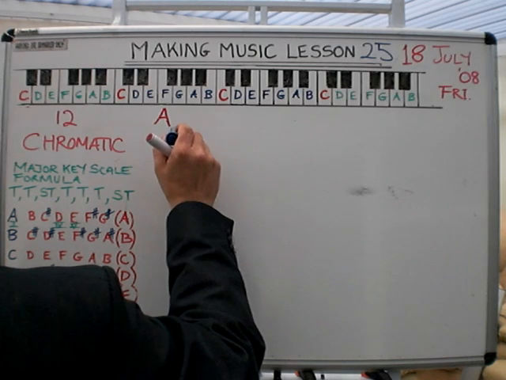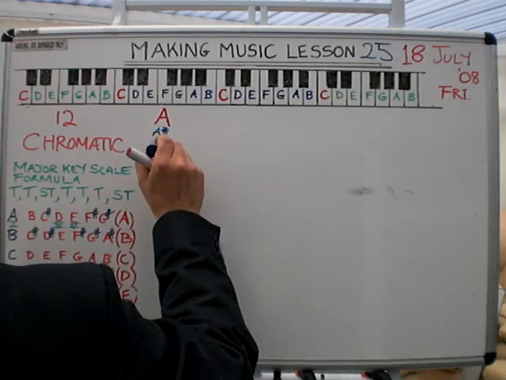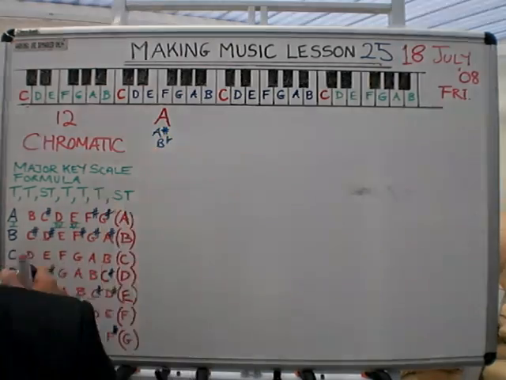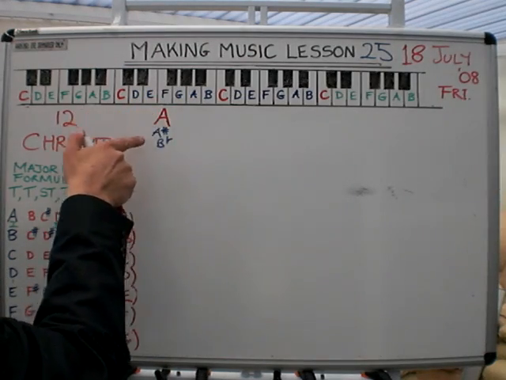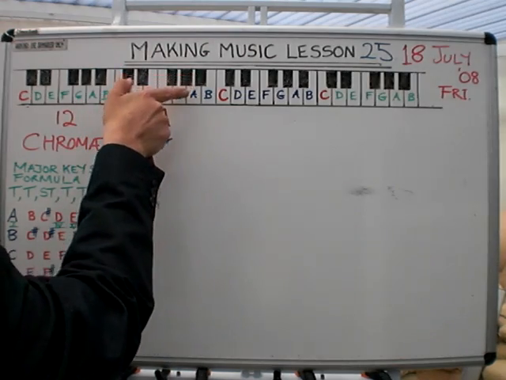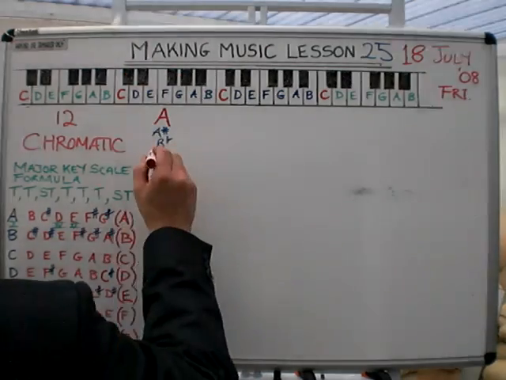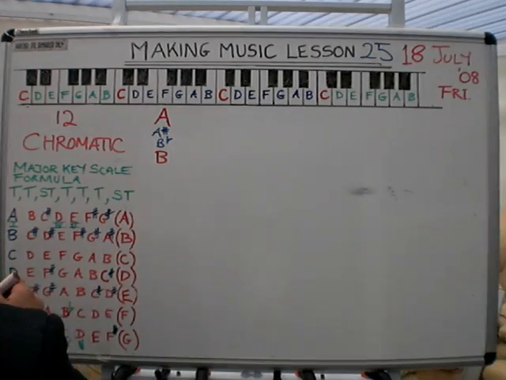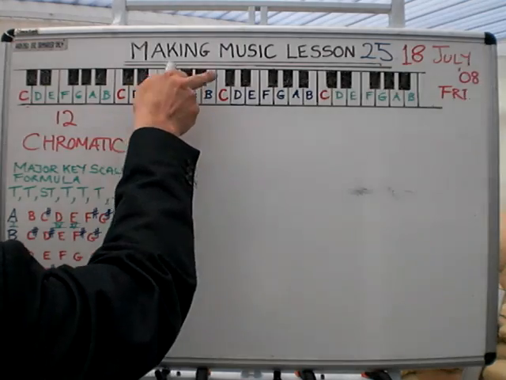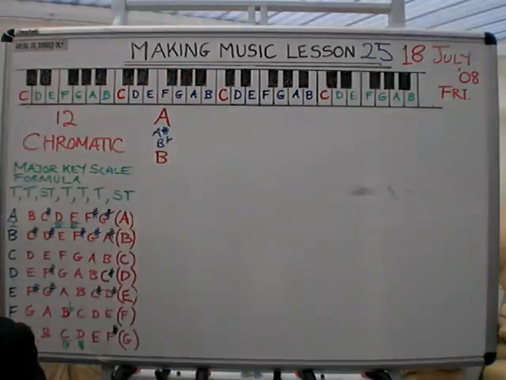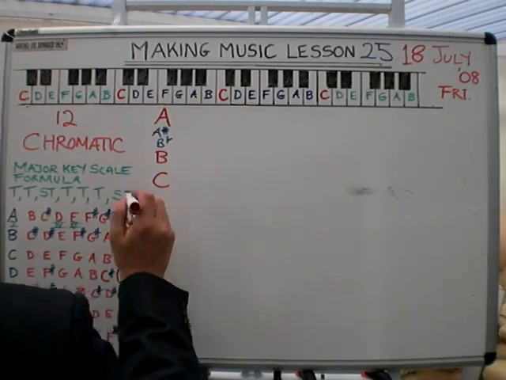We can say the next one is, I'll write it small, A sharp or B flat. A chromatic one here, or enharmonic, A sharp or B flat. B. Now see, we've got no black one in between that B, so we haven't got a B sharp and we haven't got a C flat. So let's just go to the next natural one, which is C.